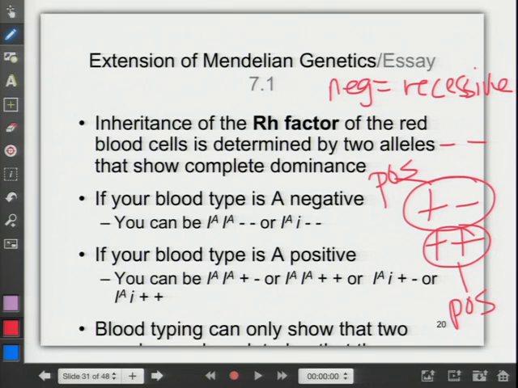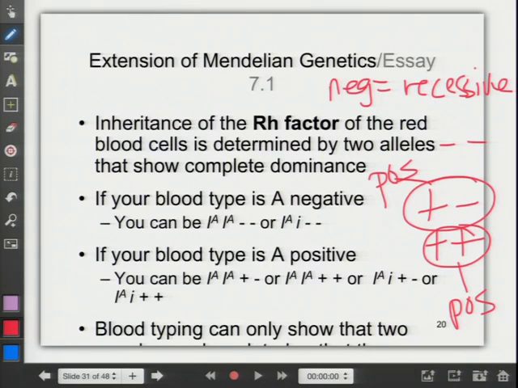Okay. So if you're AB positive, you know your genotype for your blood type, but you don't necessarily know what your genotype is for the Rh factor. You could be homozygous or heterozygous. But if you're AB negative, you know it for both. Your genotype for your blood type is AB. Your genotype for the Rh factor is negative, negative.